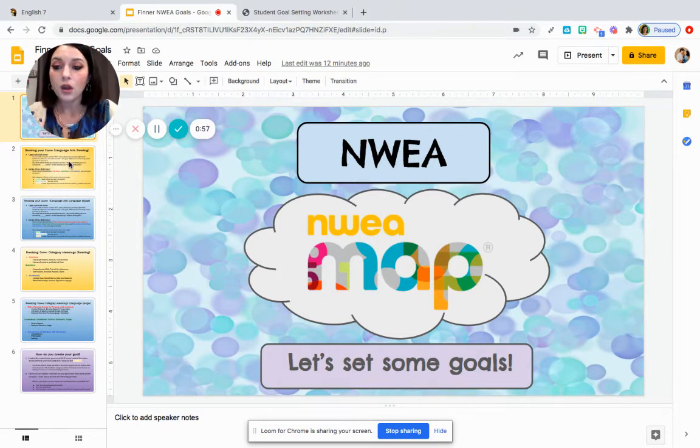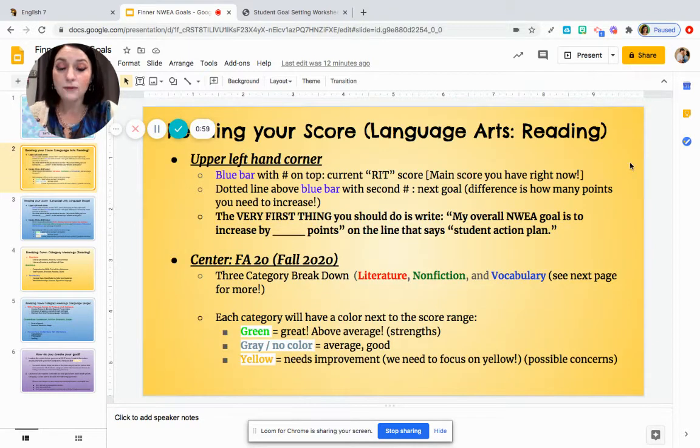So the yellow slides are for your reading test. With English class, we took 2 NWEA tests. We took our first one, which was a reading test, and then our second one was on language usage. So I'm going to help you kind of decode what your goal should be.